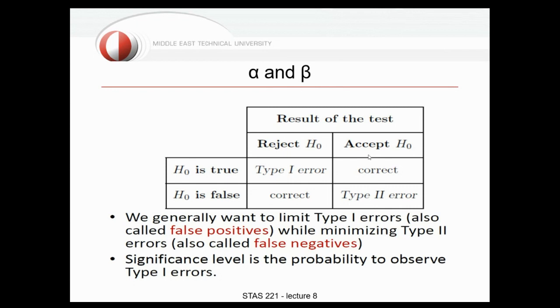But what are they exactly? In terms of rejecting or accepting H0, if we run a test and we reject H0, but in fact H0 was true, we shouldn't have rejected that. In that case, we made a mistake and we call it type 1 error. If you accept H0 by mistake, like it was actually false but we accepted it, in that case we call it type 2 error.